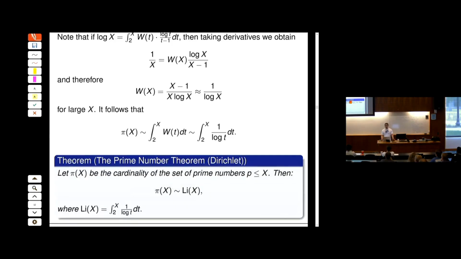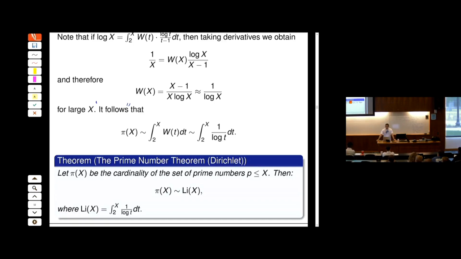So it follows, and "follows" should be more or less in quotes, we haven't proved anything, that the prime counting function is asymptotic to the integral from 2 to x of 1 over log t dt. And it turns out that that is Dirichlet's version of the prime number theorem, that the prime counting function is asymptotic to the logarithmic integral, or that the weight function, the density function, is 1 over log x.